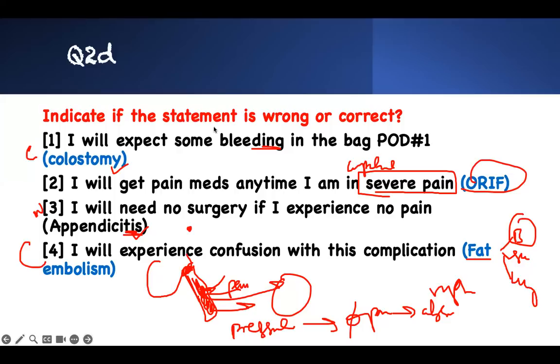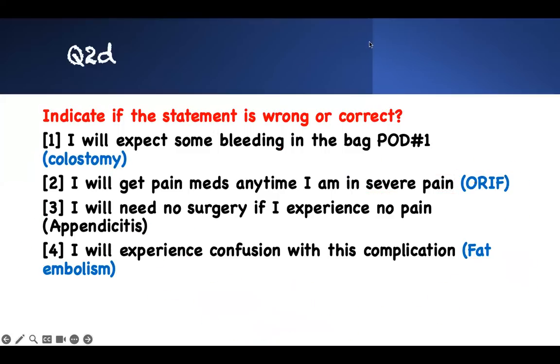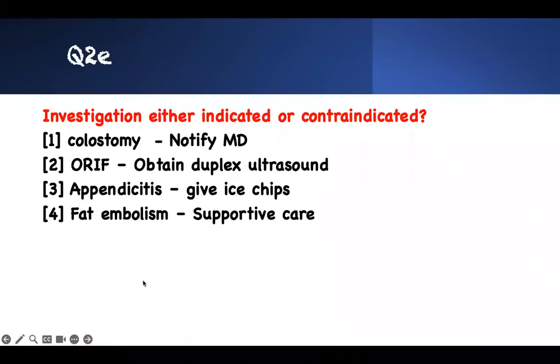Either they give you a bunch of statements, you've got to fish it out, or they give you this table or this short prioritization that you've been doing for a long time. You know how to do it. So it's the same thing, nothing new, but just different presentation. Investigation either indicated or contraindicated.